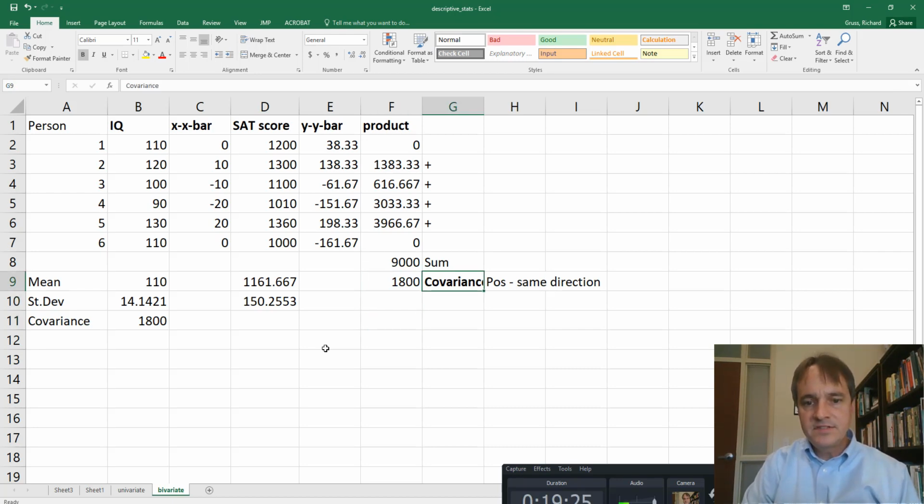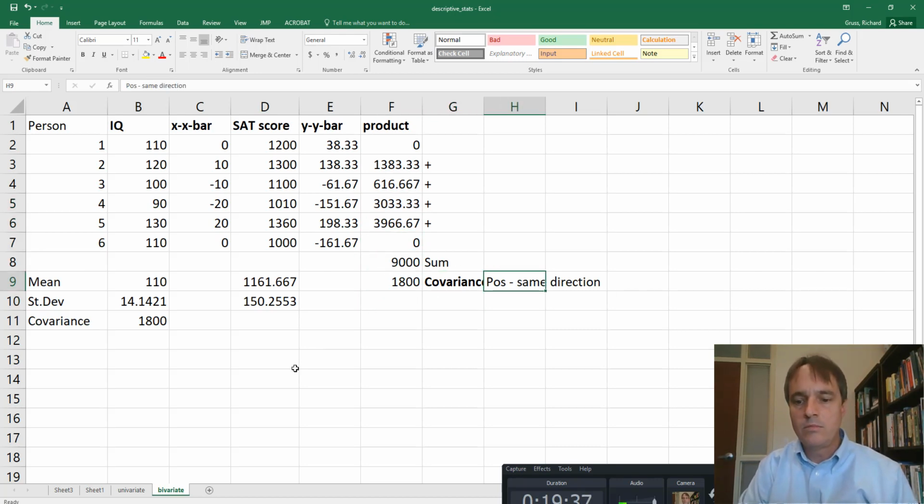This gives us some information. We know that if this number is fairly large, the relationship is pretty strong, and we know that it's positive. So we can say they move in the same direction. If you were to put these on an axis, the slope would be positive.